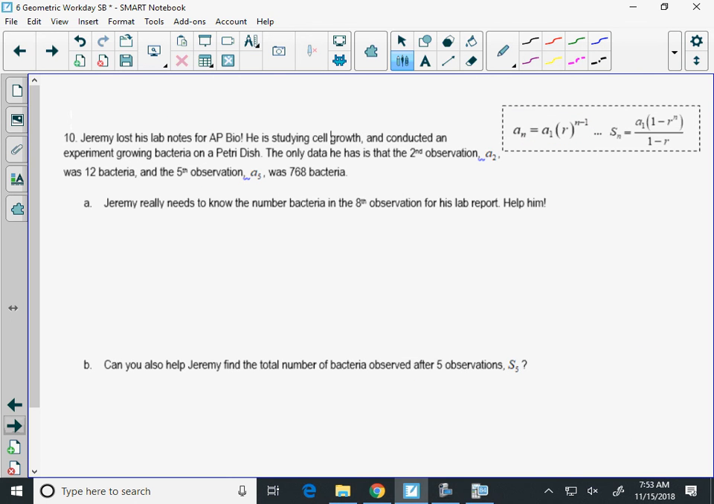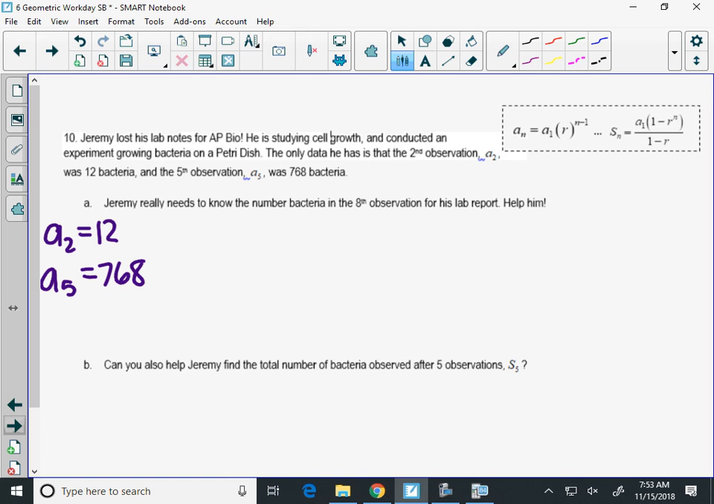Jeremy lost his lab notes for AP Bio. He's studying cell growth and conducts an experiment growing bacteria on a petri dish. The only data that he has is that the second observation, A sub 2, is 12 bacteria. So let's write this down. A sub 2 is 12, and the fifth observation is 768. Jeremy needs to know how many bacteria there were on the 8th observation, but he lost everything except the second and the fifth observation. So we need to somehow find the 8th observation.